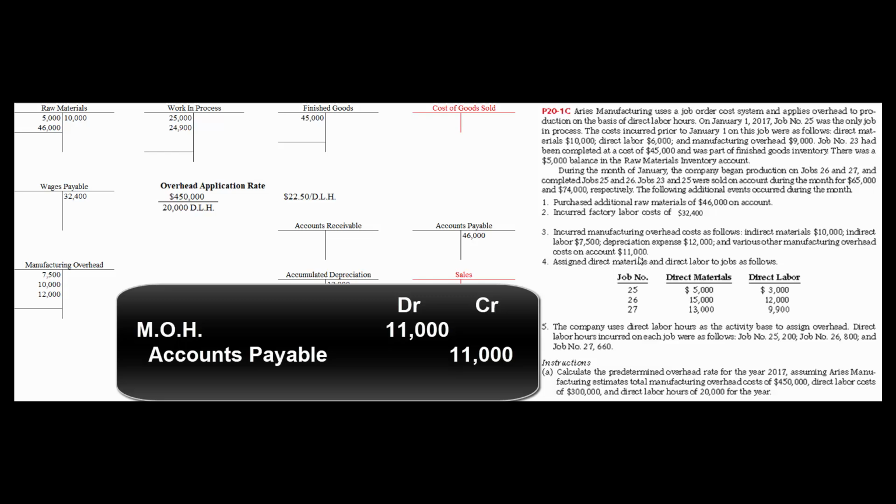Maybe that's the utility bill that we're going to pay later. We debit manufacturing overhead for $11,000 and credit accounts payable for $11,000.